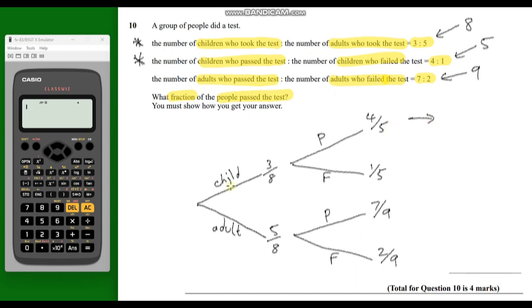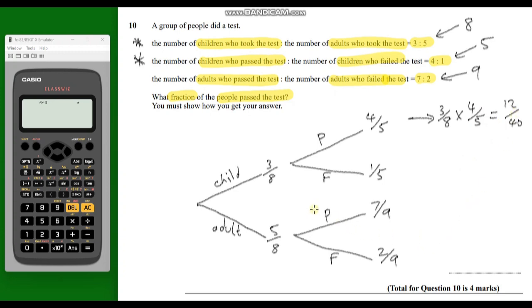To work out the children who passed the test, we multiply. Remember, we always multiply up the branches. So it's going to be 3/8 multiplied by 4/5. I think I can just do that in my head. That's going to be 12/40. Okay, I'll leave that for now. I could simplify that, but I'll just leave it like that.